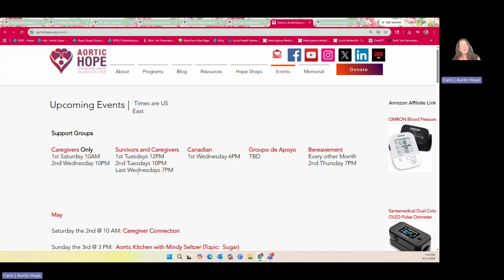Our events, as you see on our events page, mind you, this website will be changing at some point before the end of this year. All of these things in red are links to forms that you can sign up to join support group meetings. The caregivers group happens twice a month, the first Saturday at 10 a.m., the second Wednesday at 10 p.m. Our times are all Eastern Standard Time. Survivors and caregivers, anybody can go. The first Tuesday at 12 p.m., the second Tuesday at 10 p.m., and the last Wednesday at 7 p.m. of every month. Canadians, you get to go the first Wednesday at 6 p.m.